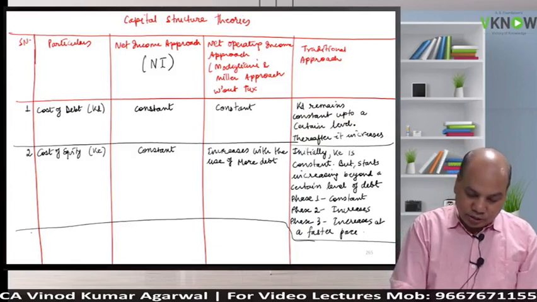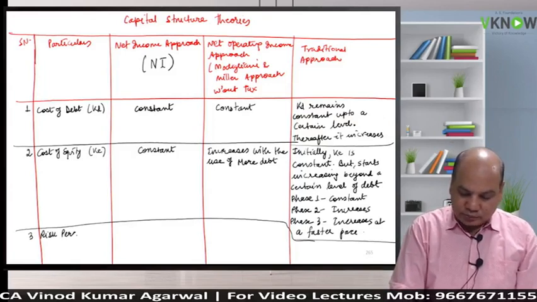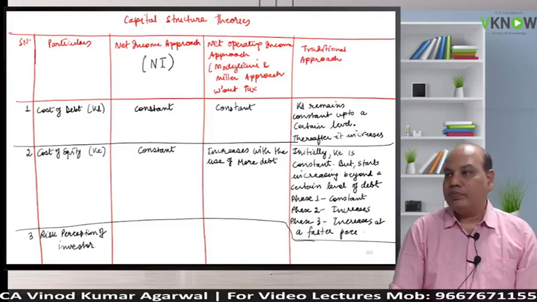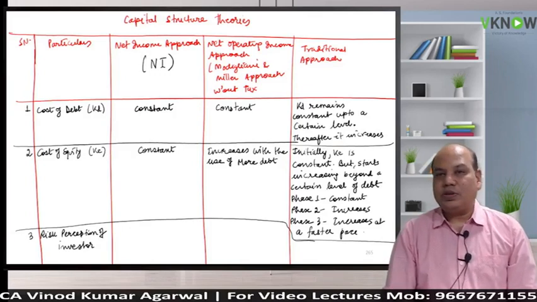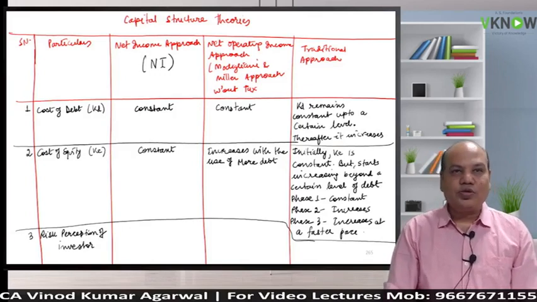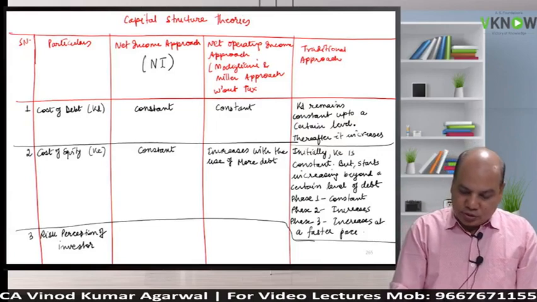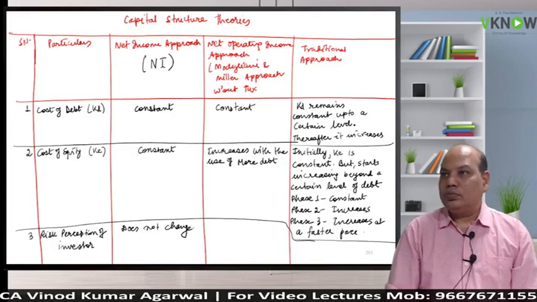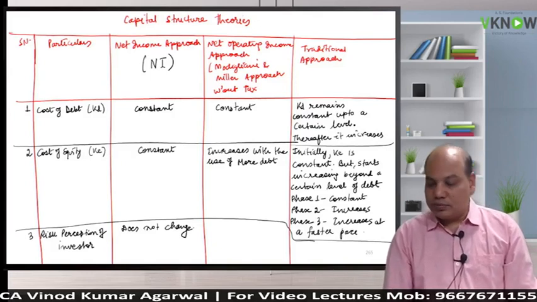So point number 3, write down, risk perception of investor. What the investor thinks about the risk of the firm. So you will say risk perception of investor in net income approach does not change.